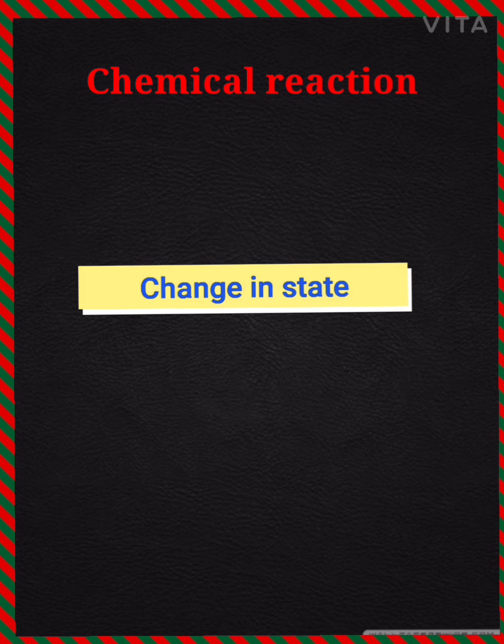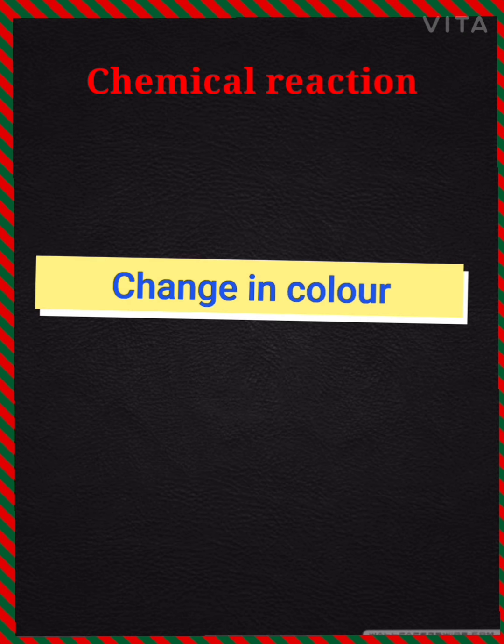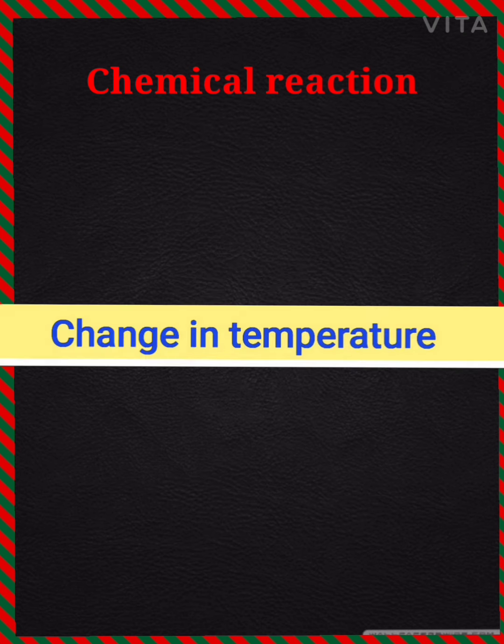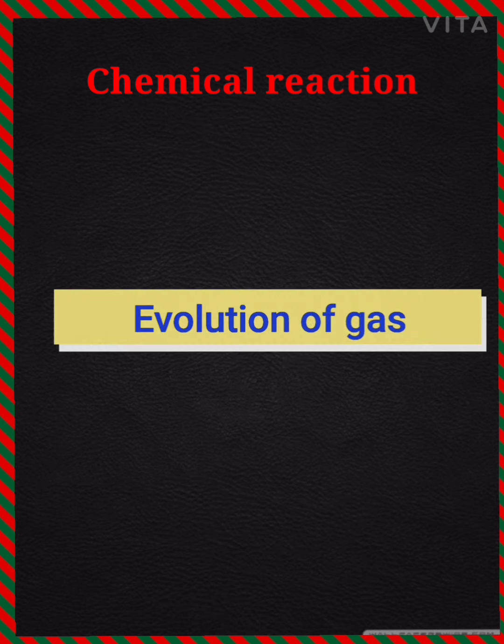When a chemical reaction takes place, there will be a change in state, that is from solid to liquid and liquid to gas. There will be a change in color. You can notice in the ripening of fruits, there will be a change in color. There will be a change in temperature, as chemical reactions are of two types, exothermic or endothermic. When a fire explosion takes place, there is a release of energy, so there is a change in temperature. An endothermic reaction means there is absorption of energy. An exothermic reaction means there is a release of energy.